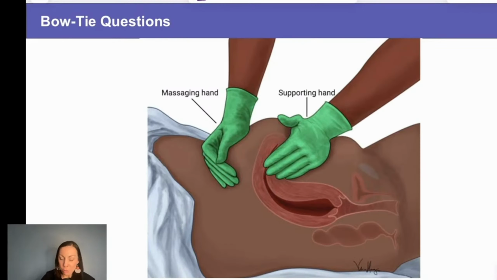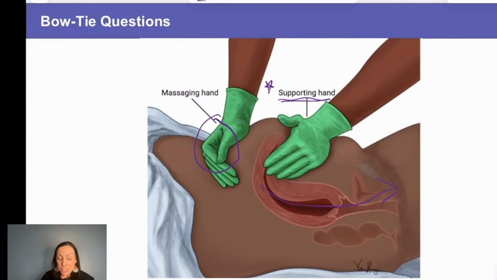This is what a fundal massage looks like. And keep in mind, because this is a question that the NCLEX loves to test on too, is how we are positioning our hands for these fundal massages. You want to have one supporting hand underneath the uterus with one massaging hand on top. This supporting hand is really important because it's going to keep the uterus in place so that you don't accidentally massage the uterus and push it out of the vagina and have a prolapse.